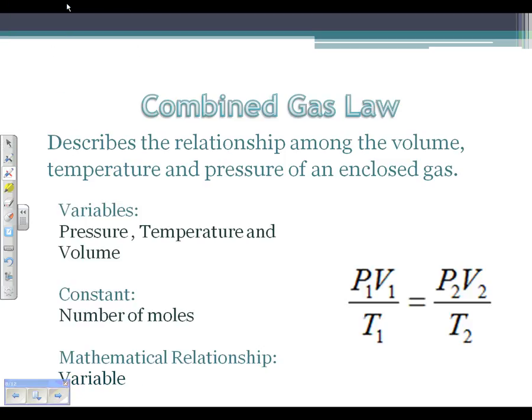The combined gas law describes the relationship among the volume, temperature, and pressure of an enclosed gas. The variables involved in the law are temperature, pressure, and volume. The combined gas law is represented by P1 times V1 over T1 equals P2 times V2 over T2.